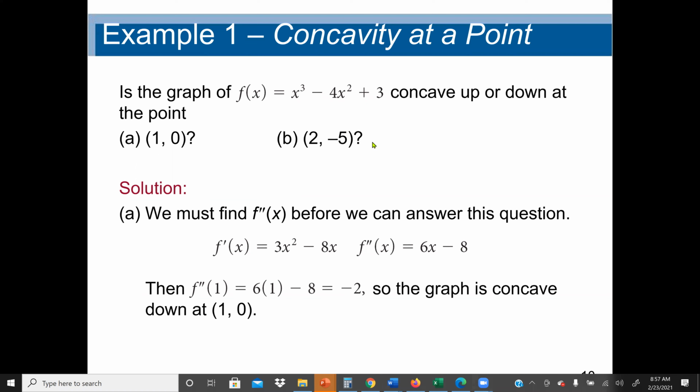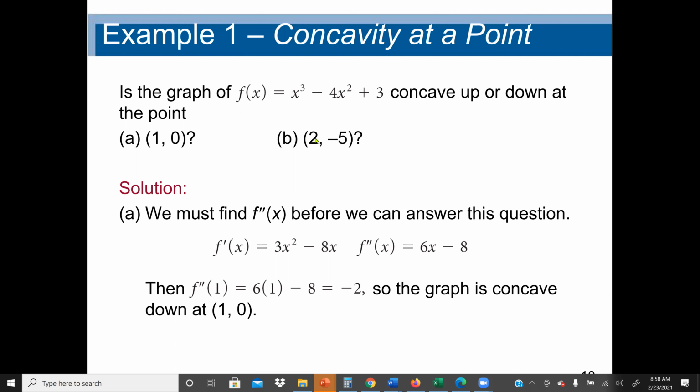Okay, let's do the second one. Again, the same process. So hopefully the second one we will get used to it. Since I'm using the same function, I already have the second derivative of the function. So this time I have 2 and negative 5. So I'm going to plug 2 at x. So 6 times 2 is 12. 12 minus 8 is 4. So I'll get a positive answer now.